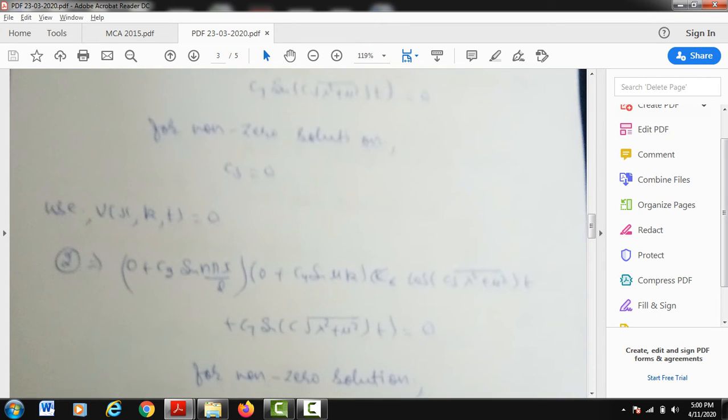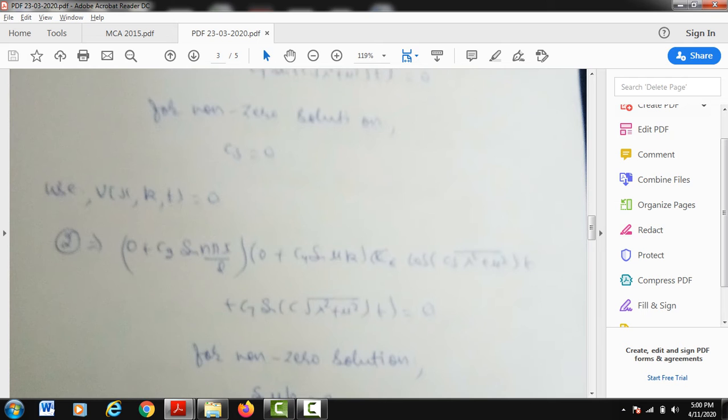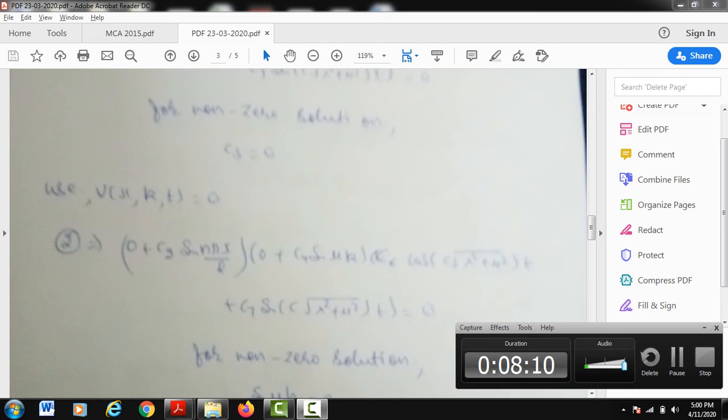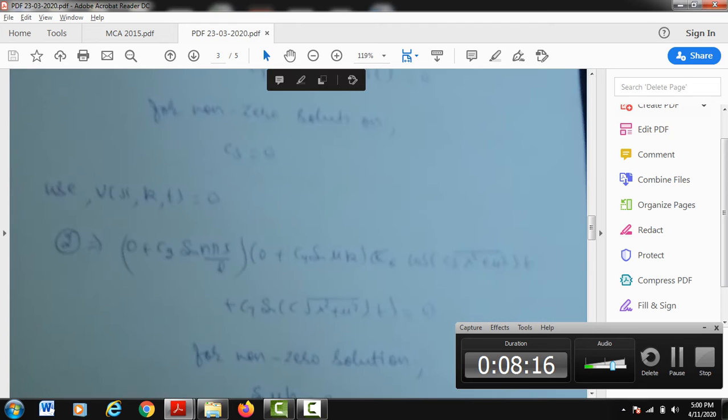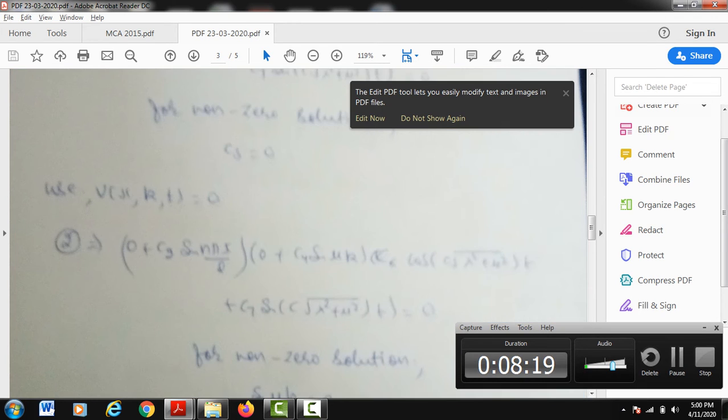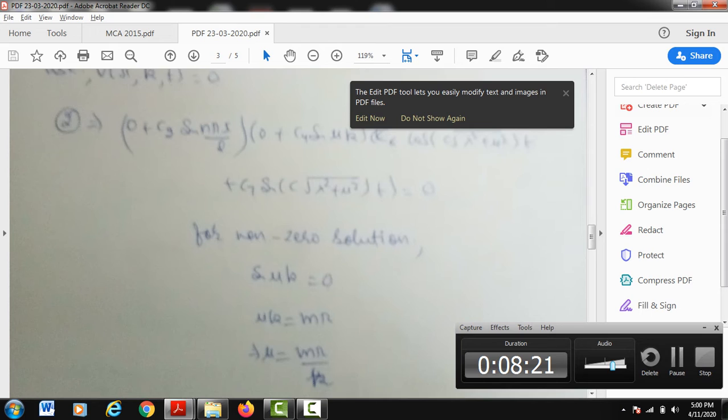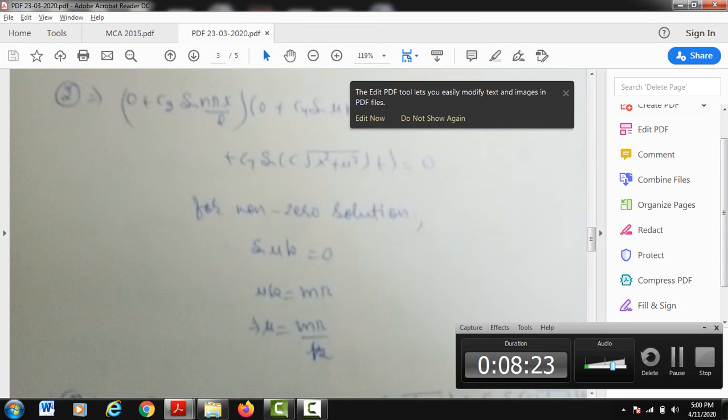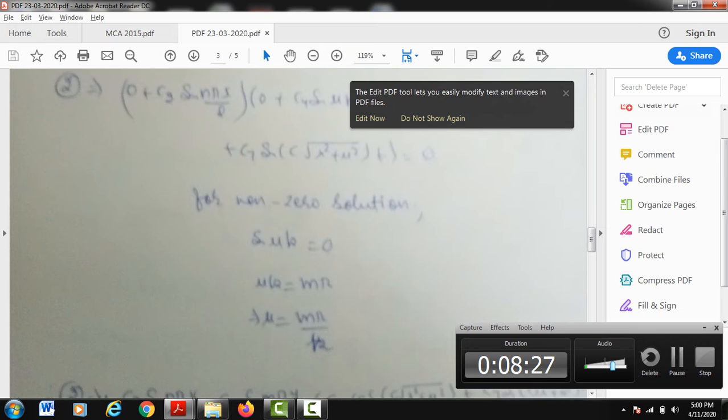The next condition that I am using is vxkt is equal to 0. So if vxkt is 0, again by putting y is equal to k, I am getting this one. Again, for the non-zero solution, what I am getting is sin mu k is equal to 0. So if sin mu k is 0, then mu k is equal to m pi, where m is an integer. So mu is m pi over k.